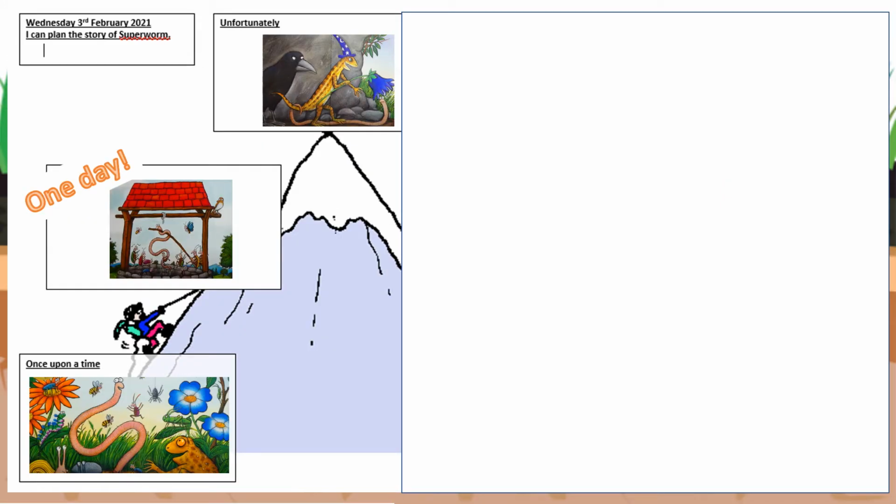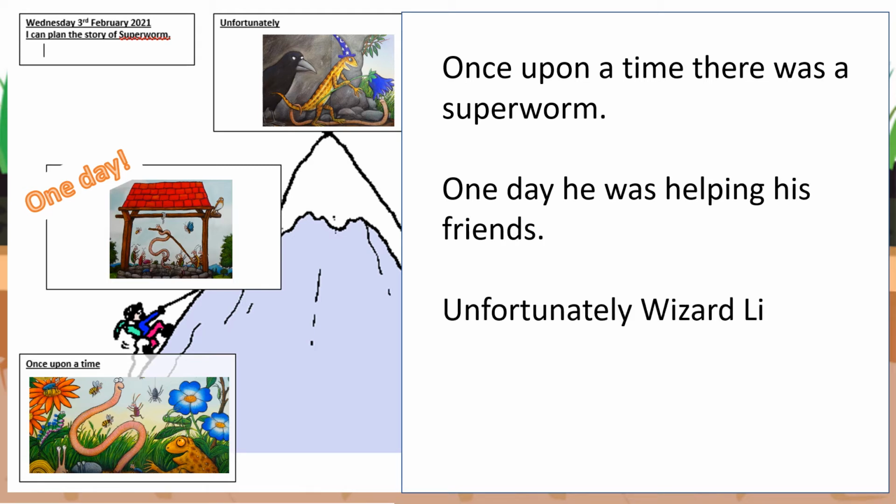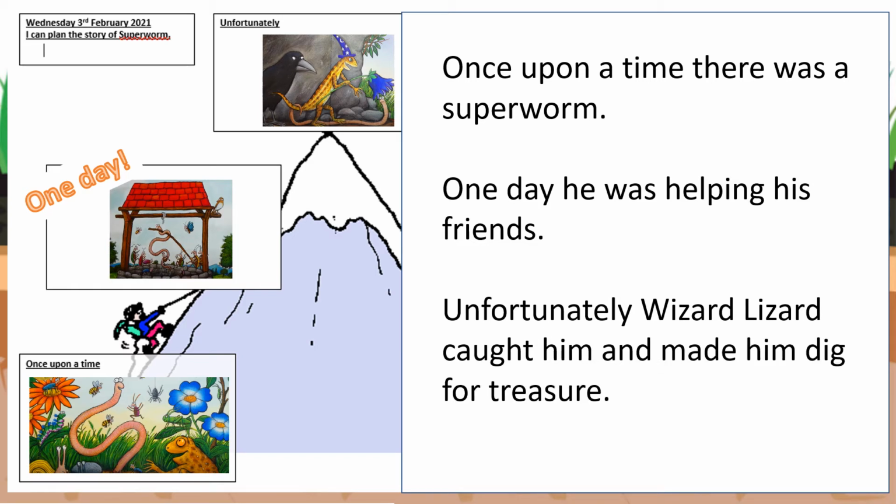So now we've had a practice of the story, we can look back at the plan we did yesterday, and you'll remember we did all of the different pictures in the different boxes, and we've got all of those words there to help us to start off our sentences. So now what we need to think is how we're going to use those words to make our sentences. So the first sentence would look like this. Once upon a time there was a superworm. And then we can go on to our next sentence. One day he was helping his friends. Unfortunately, Wizard Lizard caught him and made him dig for treasure.